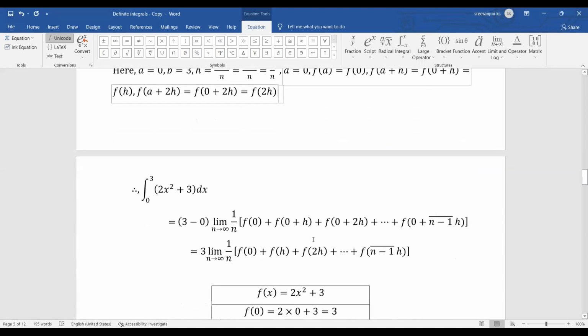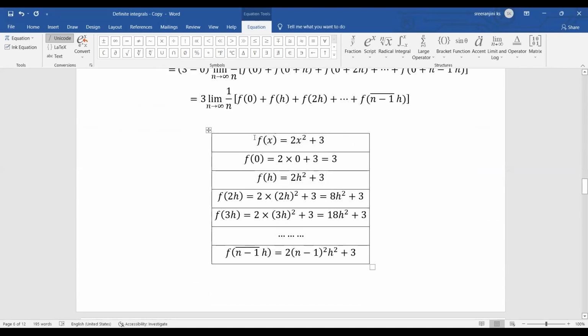Yes. Now, coming to the values. f of x is 2x square plus 3. f of 0, in this f of x, we need to replace x by 0. 0 square is 0, so this term will vanish. It will be 2 into 0 plus 3, that is 3. Now f of h. f of x is 2x square plus 3. So if it is f of h, in this equation, we need to replace x by h. So x square will become h square. So 2h square plus 3.